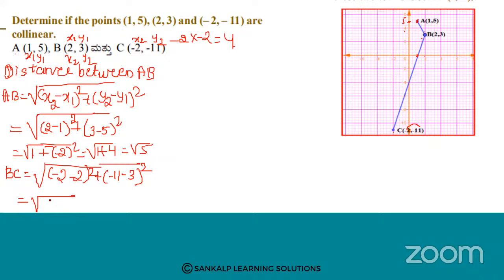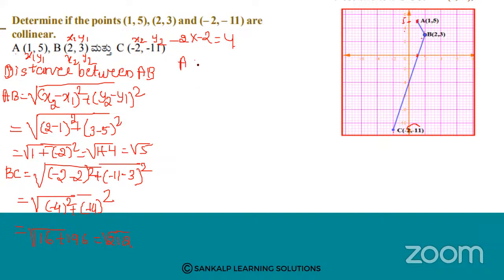-2 minus 2 is -4, whole square. Plus -11 minus 3, that is -14 you will get. 14 whole square. So (-4) whole square becomes 16. (-14) whole square becomes 196. 16 plus 196 is 212. Right? So this is the value of BC.